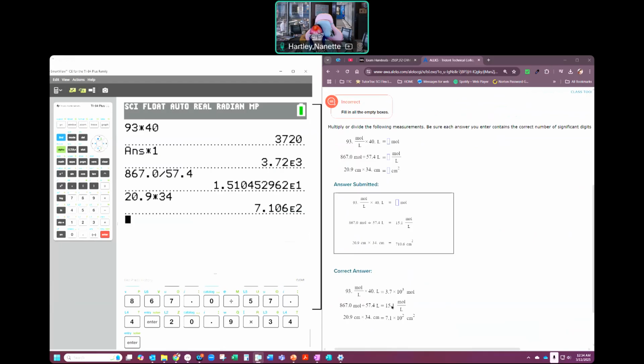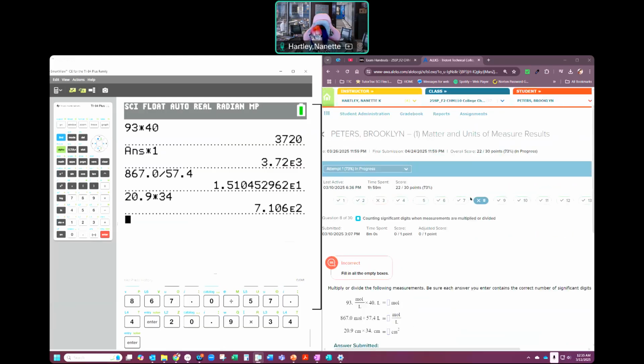Again, that would be fine. And 3.7 times 10 to the 3, because it's two sig figs. So watching for your significant digits, that's the biggest part of that. And making sure that you're reporting it in scientific notation. So you can either report this again as 15.1 or 1.51 times 10 to the 1st. Either one should be acceptable. So there's that one.